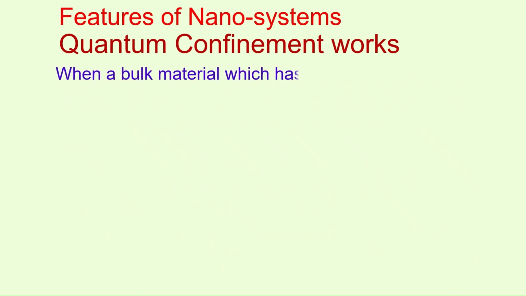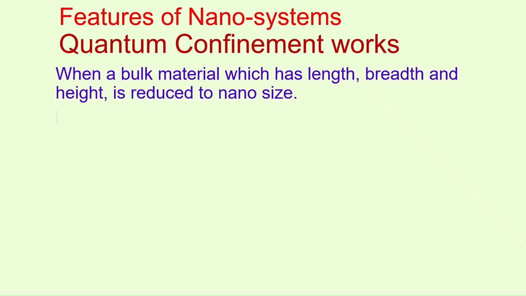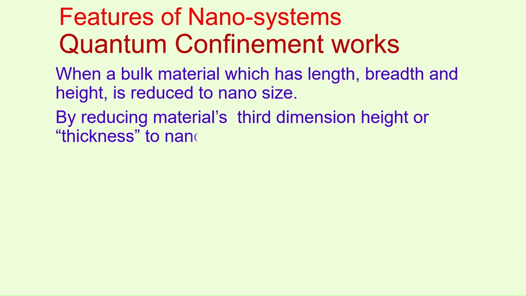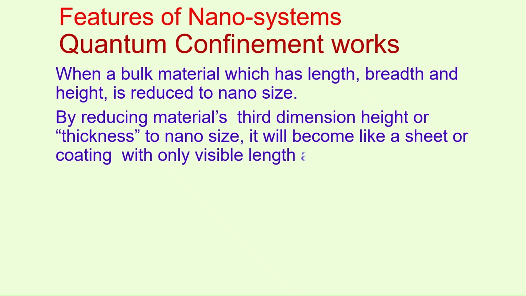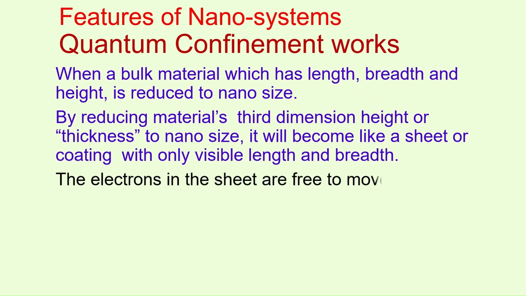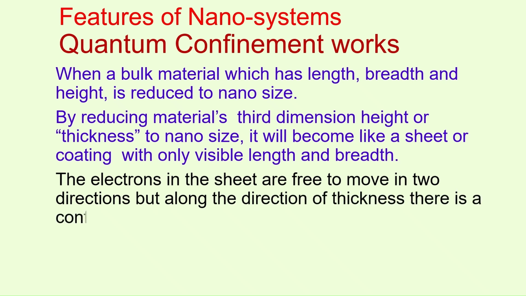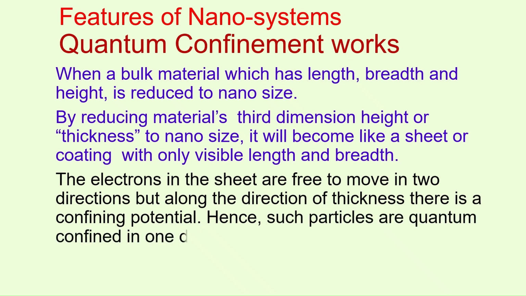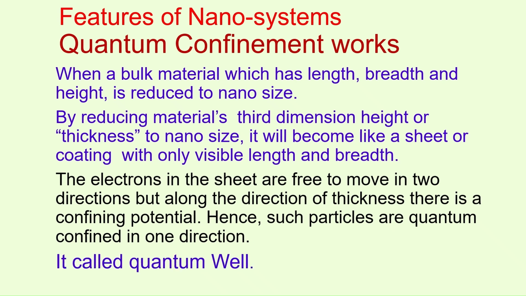When a bulk material, which has length, breadth, and height, is reduced to nano size, by reducing the material's third dimension, height or thickness, to nano size, it will become like a sheet or coating with only visible length and breadth. The electrons in the sheet are free to move in two directions, but along the direction of thickness there is a confining potential. Hence, such particles are quantum confined in one direction. It is called a quantum well.